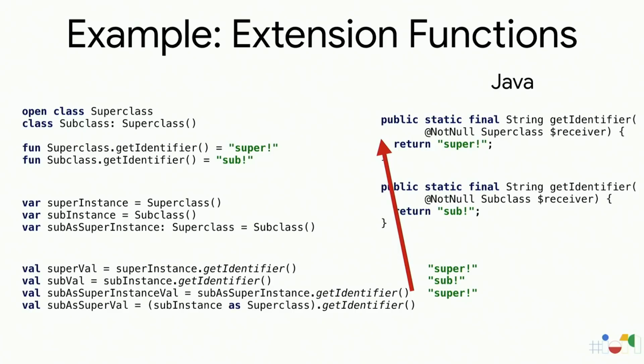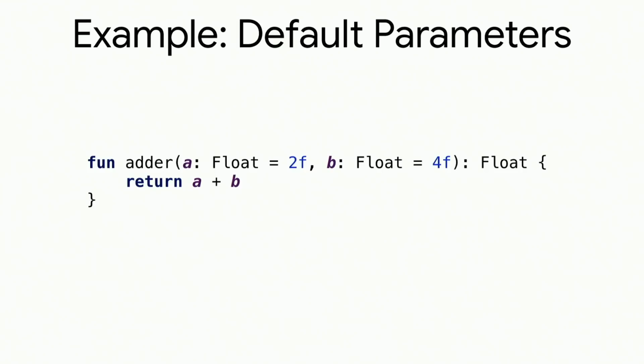We have told the type system this is a superclass, no matter how we actually created it, so it's going to call the getIdentifier that takes a superclass instead. And same thing for the thing that's cast at runtime.